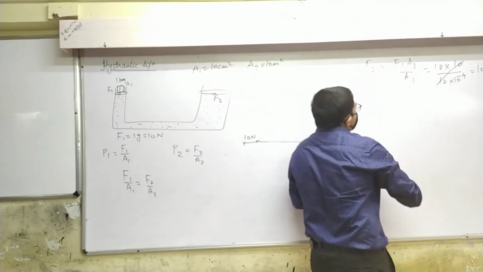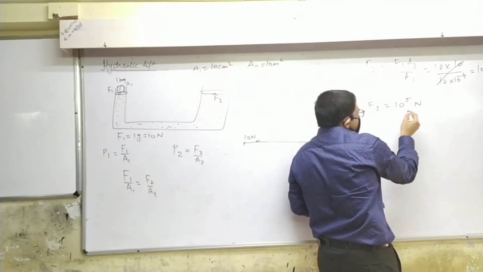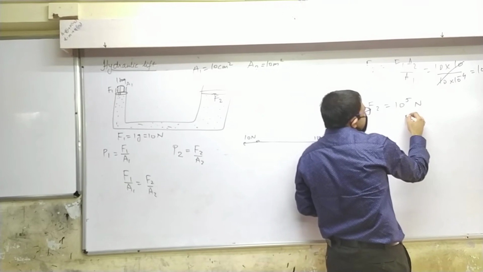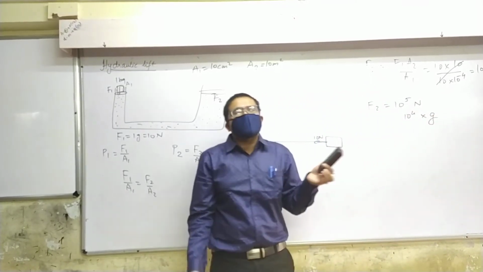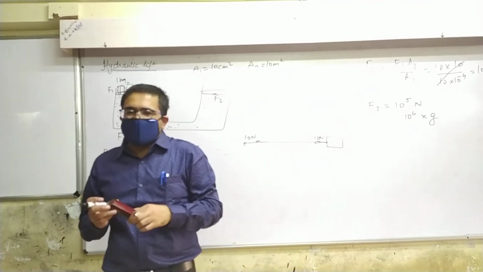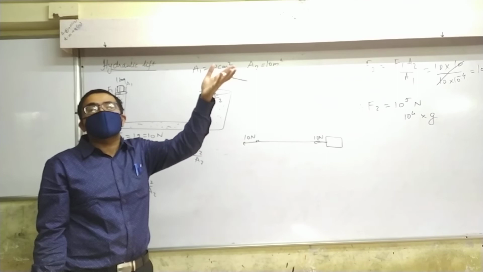Okay, fine, I'll do it slowly. So you have F2 is equal to 10 raised to 5 Newton, but do you realize that 10 raised to 5 Newton is nothing but 10 raised to 4 into g? Yes or no? Yes. So how much mass can it lift? 10,000 kg. So you put a 1 kg block on this side, and the truck gets lifted on the other side.